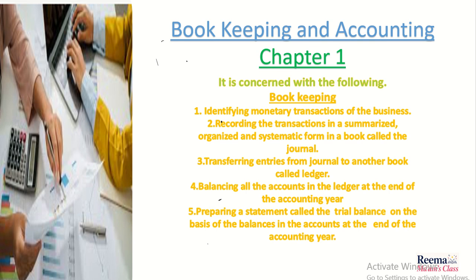From the journal, they are transferred into another book called the ledger, okay, where separate ledgers are made for separate accounts like machinery account, furniture account, creditor account, debtor account, etc. And whatever transactions have been done in the year with these accounts are recorded under these ledgers. Whatever balance is then left at the end of the year in all these accounts is transferred to the trial balance. So this is what bookkeeping is concerned with.